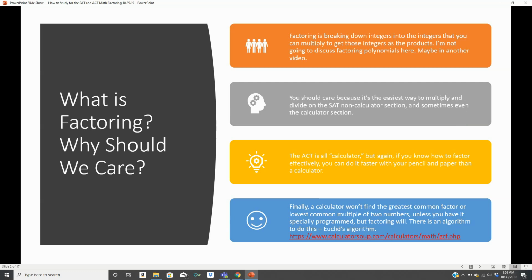So what is factoring and why should we care? I'm glad you asked. Factoring is breaking down integers into the integers that you can multiply to get those integers as a product. I know that's confusing. Anyway, I don't mean factoring polynomials where you have to solve a quadratic equation by factoring. That's not what I mean.